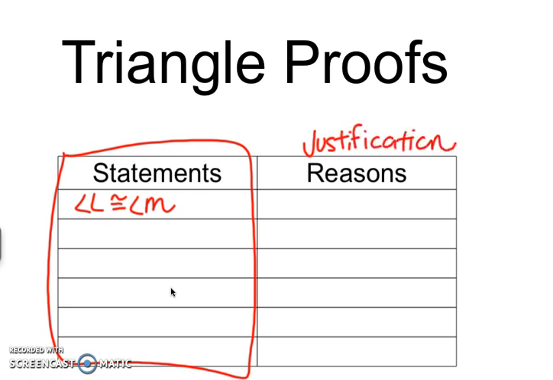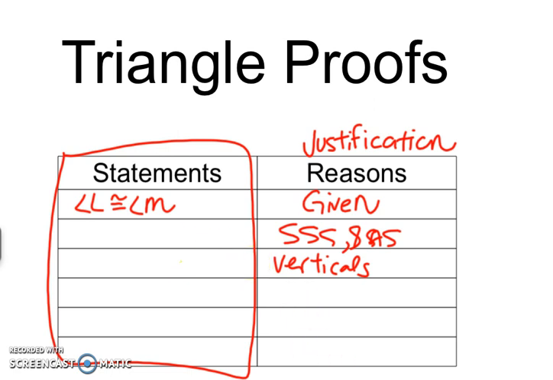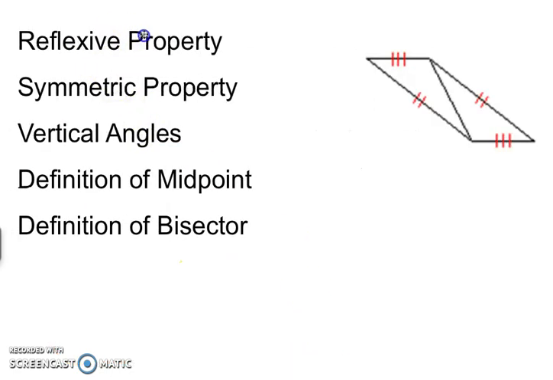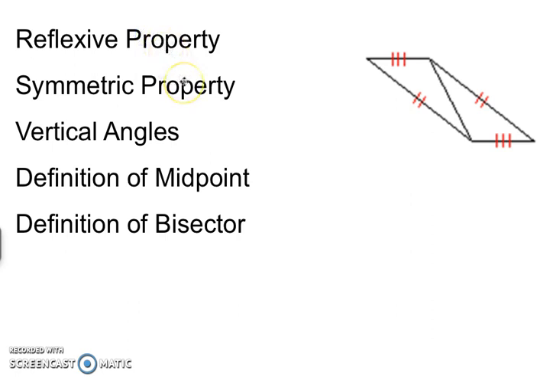okay? So you'll have things called givens. You'll have the whole side, side angle, side, that's an S. You'll have things like vertical angles over here. You'll have things you'll learn, okay? That's just a preview. So, some things over here. The reflexive property and the symmetric property.